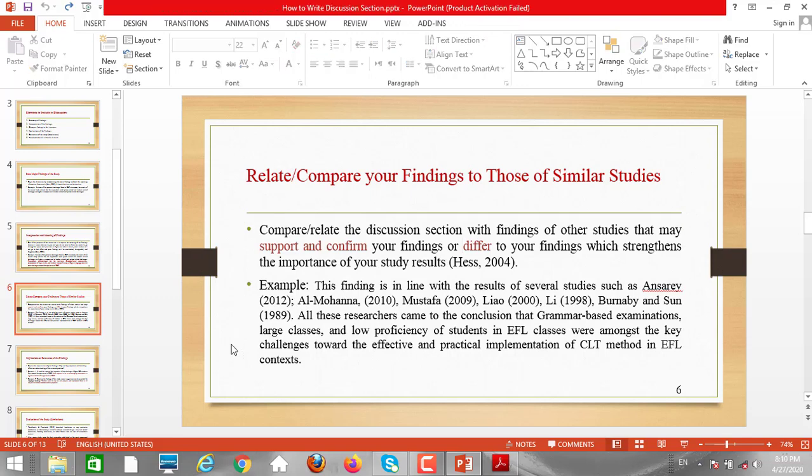In short, we can say your findings must be either supported or confirmed, or they can be different from those of previously conducted research findings.